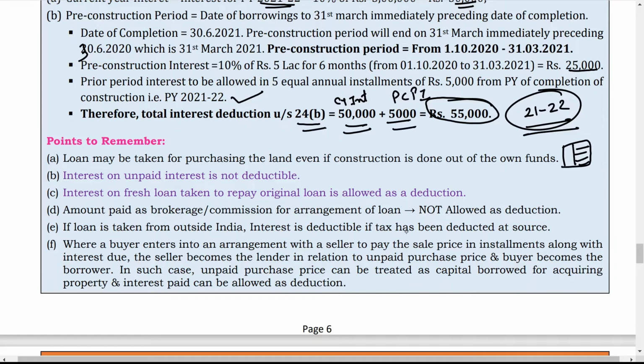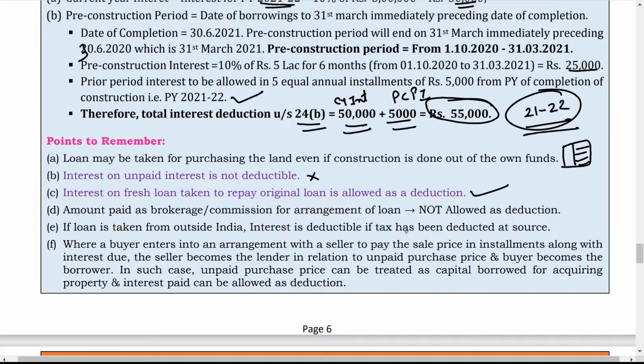Interest on unpaid interest is not deductible. So to pay the interest, you have taken another loan, and on that you are paying interest. That is not available as a deduction. Interest on a fresh loan taken to repay the original loan is allowed as a deduction. So if you have taken a loan to pay the interest, then deduction is not available. But if you have taken a fresh loan to pay the original loan, then in that case if you are paying interest, the deduction is allowed.